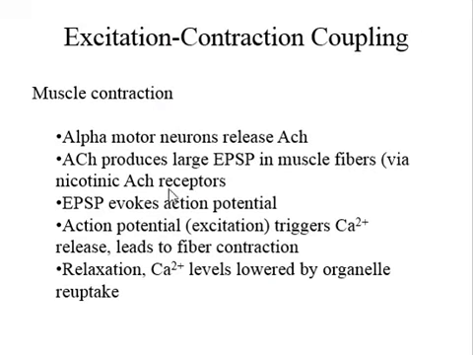And next we are going to see excitation-contraction coupling, the process of muscle contraction. The alpha motor neuron releases acetylcholine. Acetylcholine produces a large end plate potential, an EPSP, in the muscle via nicotinic acetylcholine receptors, and the action potential triggers the release of calcium ions, leading to fiber contraction. Relaxation occurs as calcium ion levels are lowered by organelle reuptake.